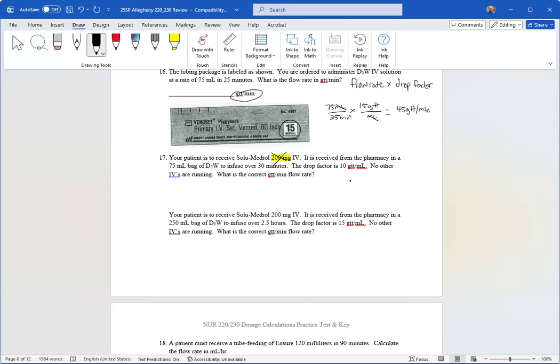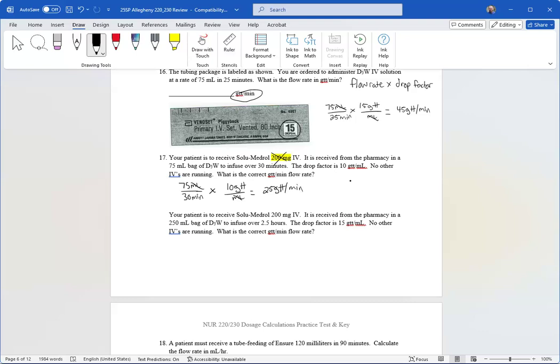So what I'm going to do is take the flow rate, which is 75 milliliters in 30 minutes, times my drop factor, which is 10. And then we're just going to plug that into the calculator. So 75 times 10 divided by 30. And then I'm going to get 25 drops per minute.